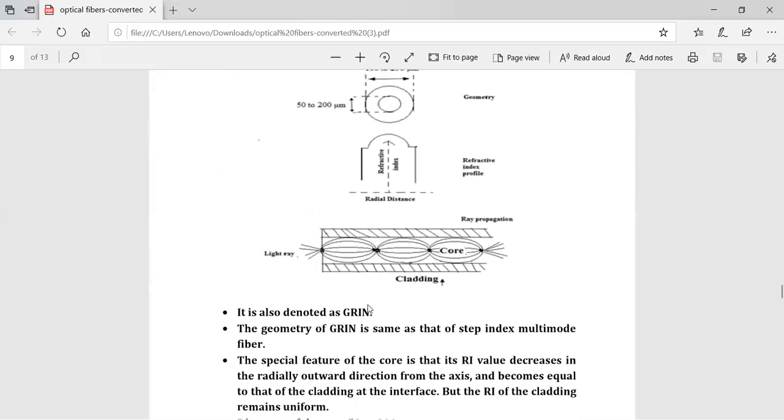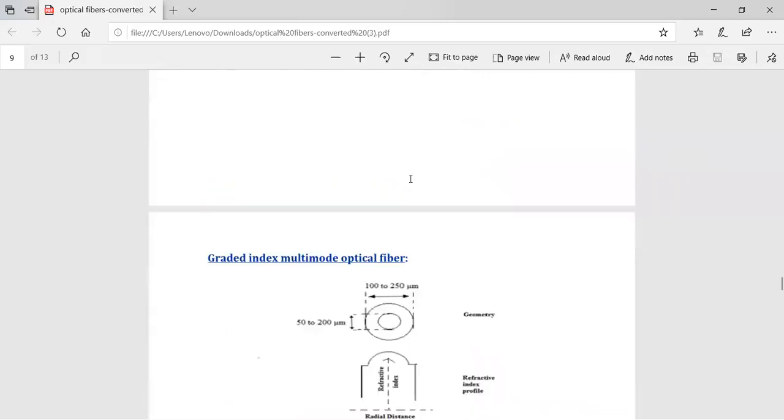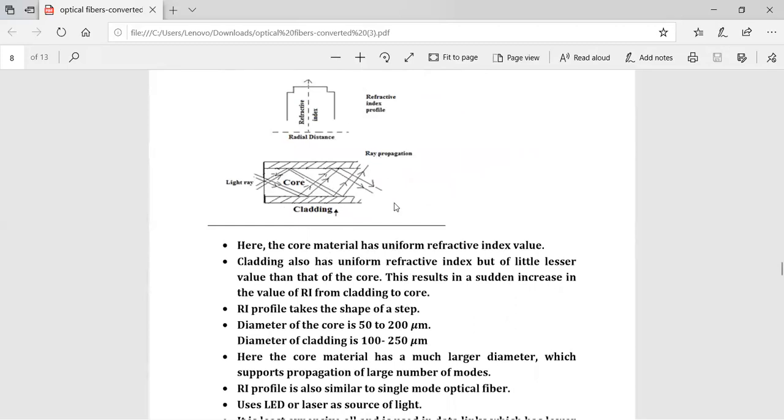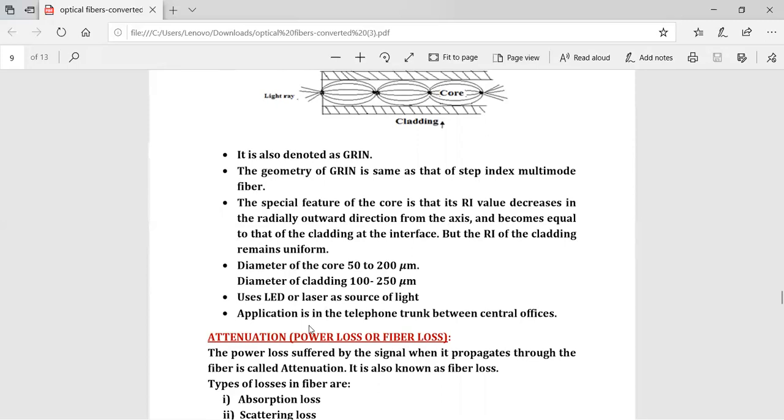Now, if you come to the ray propagation, it uses either laser or LED as the source of light. And here you can see the light ray propagation is in the form of concentric layers only. In the second case, the light ray propagates in a zigzag pattern, whereas here it propagates in concentric layers only. Now, where do they find application? These types of optical fibers find application in the telephone trunk between central offices. So these are the three types of optical fibers: step index single mode fiber, step index multimode fiber, and graded index multimode fiber.